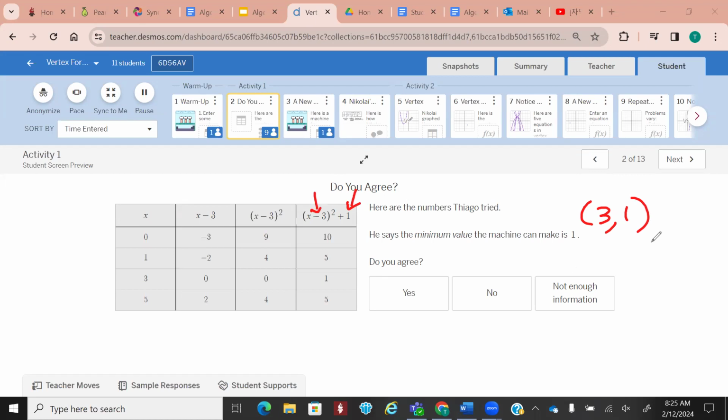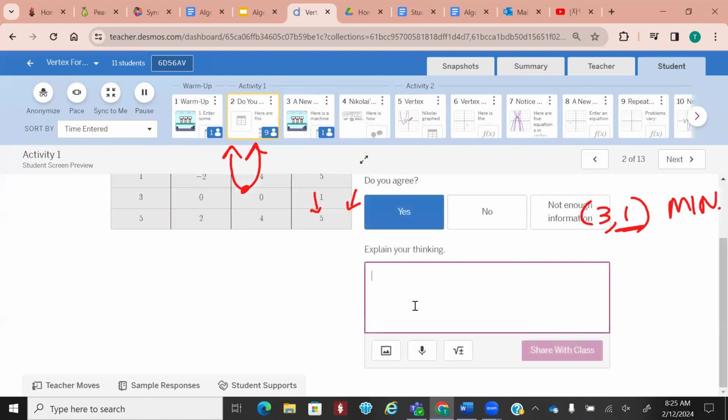Is this going to be a minimum or a maximum? And how do we know? We know that's going to be facing upwards, right? So is that going to be a minimum or maximum? Minimum. So that means that this y value is the minimum amount. So yes, I agree, because the vertex is 3, 1, and it is the minimum value.